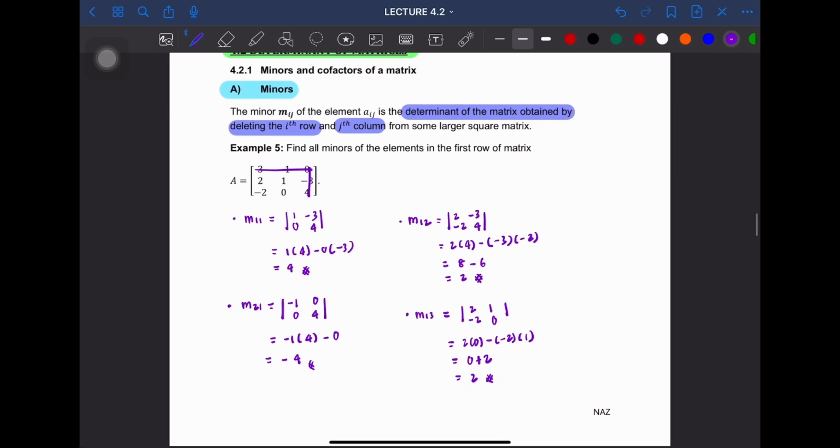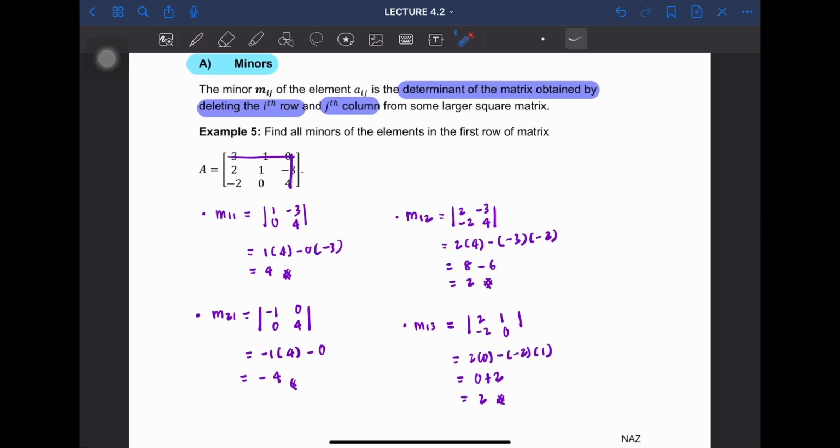You can try the rest of the minors on your own. For example, you need to find M23, then M22, M33, and so on. You can try it on your own. That's it for minors.